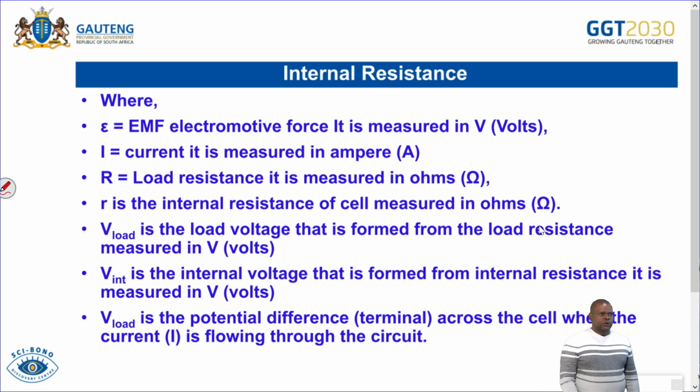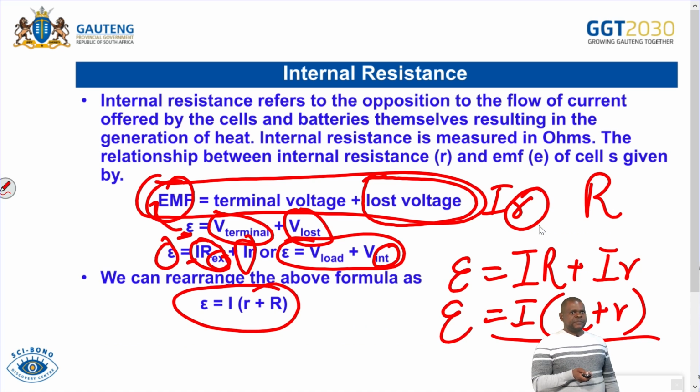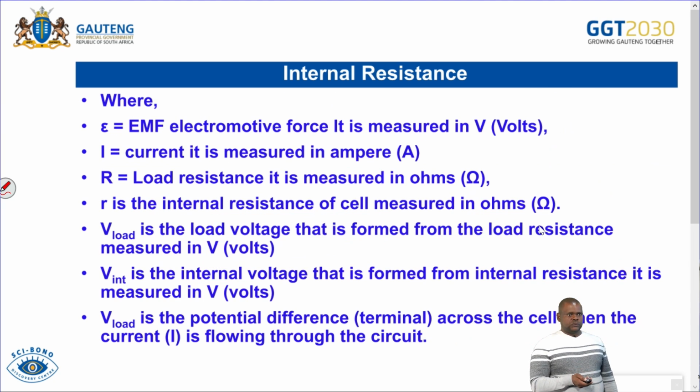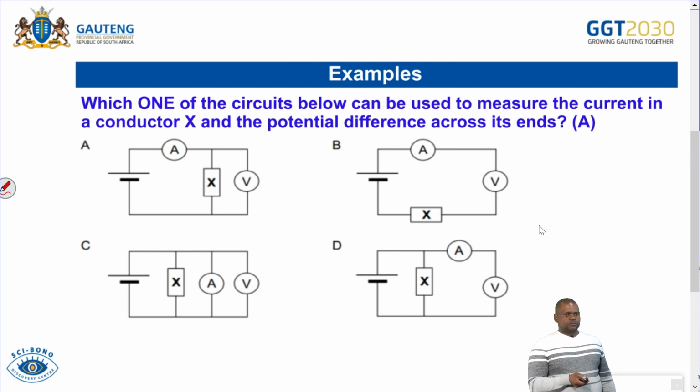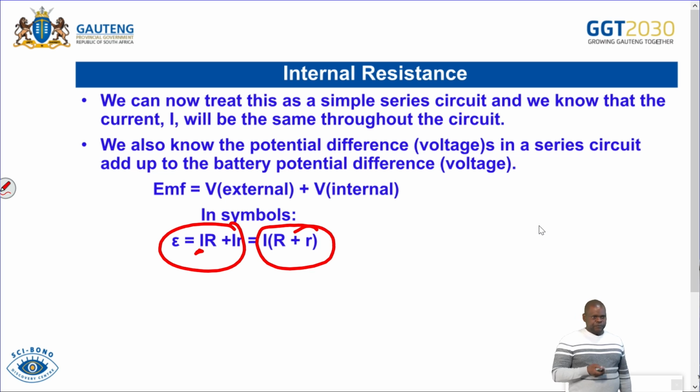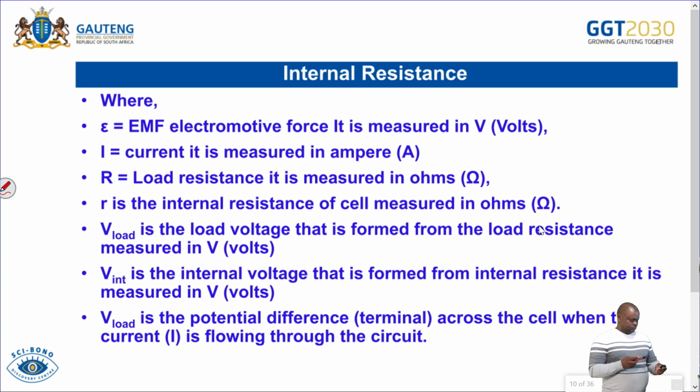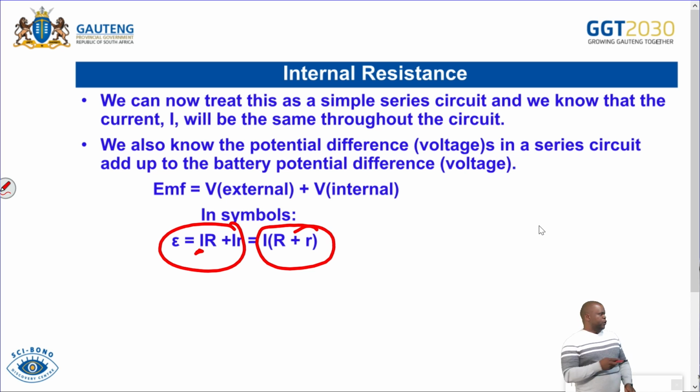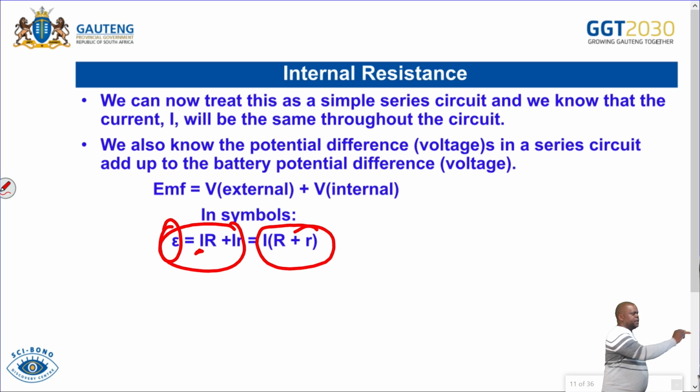Okay, this is coming again. Let's keep this. We were here. You see, we know that this is the EMF, this is the current in the circuit, this is the external resistance, and this is the internal resistance.